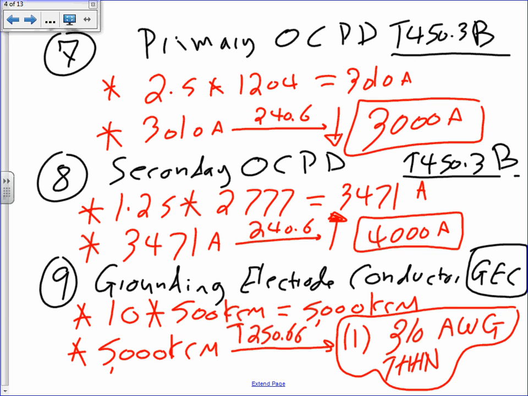Or THHW, or bare, or covered. This is a not-current-carrying conductor.